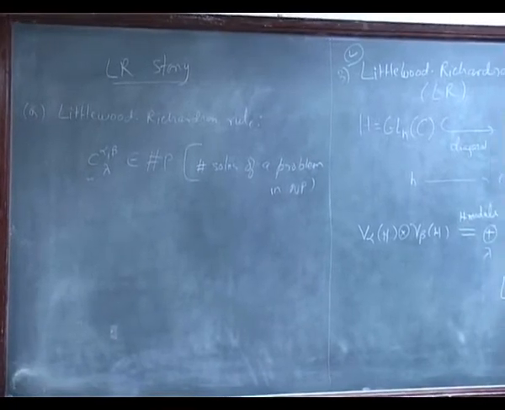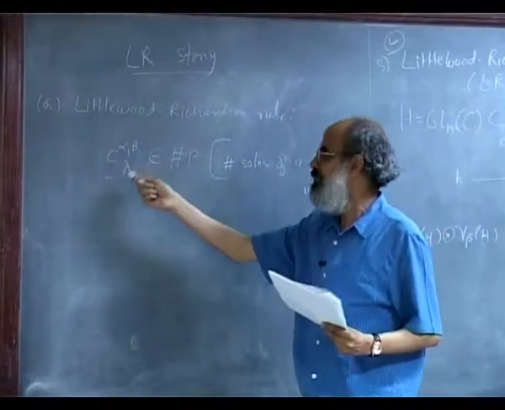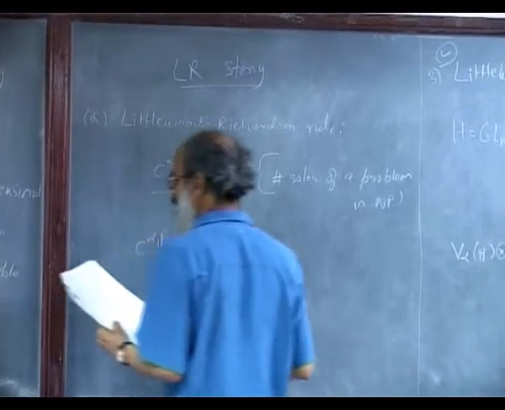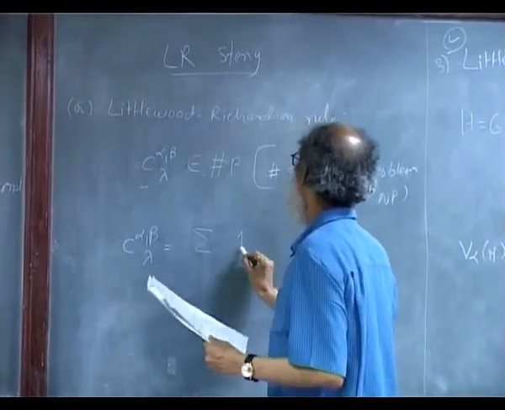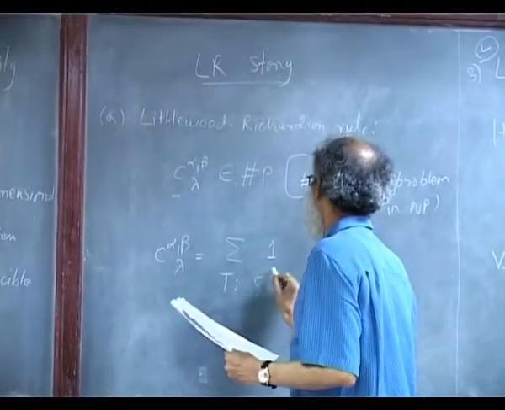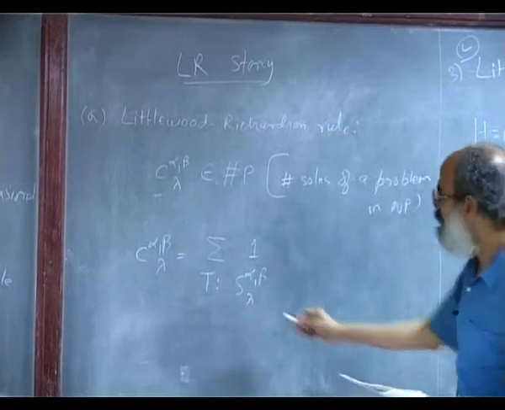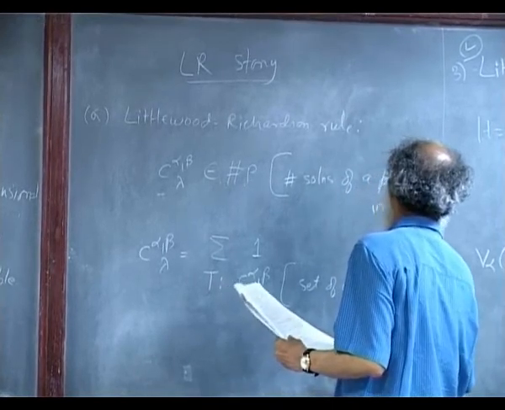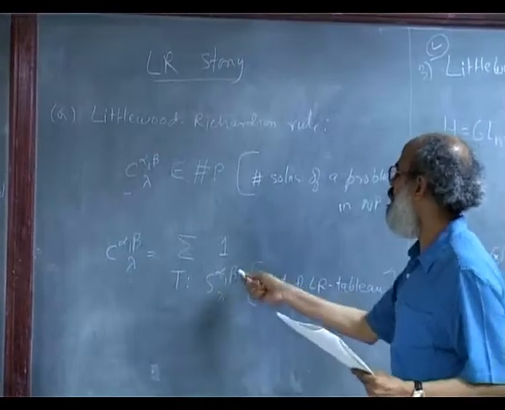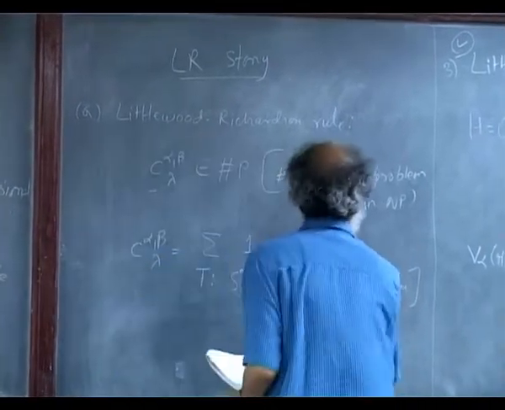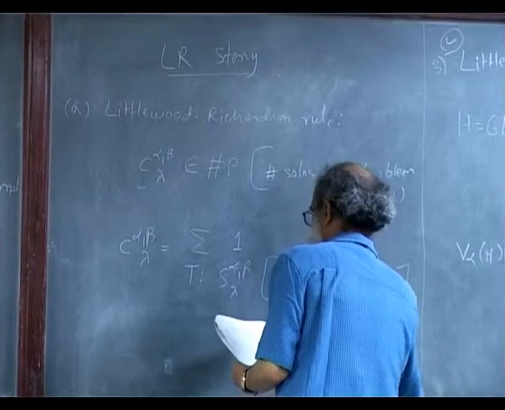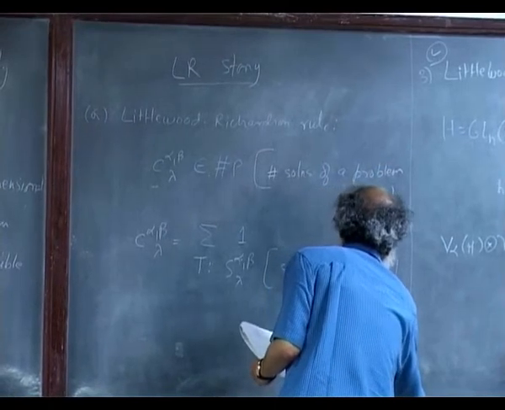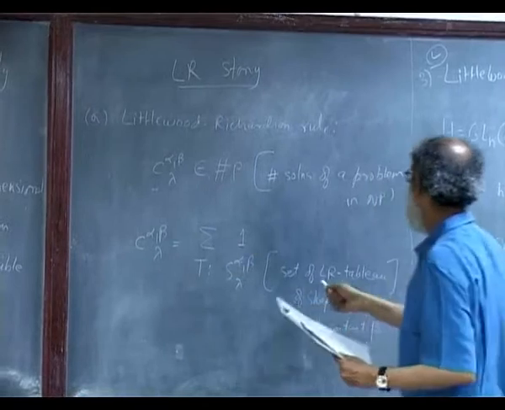So what Littlewood-Richardson showed is that c alpha beta lambda belongs to #P, because what the Littlewood-Richardson rule says is that c alpha beta lambda is equal to the summation, you can write it as, let's call this S alpha beta lambda, the set of LR tableaux of shape lambda slash alpha with content beta. So this is just the number of LR tableaux.